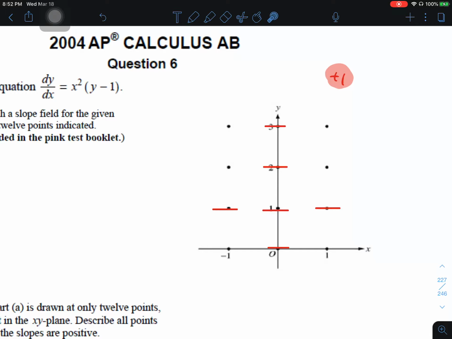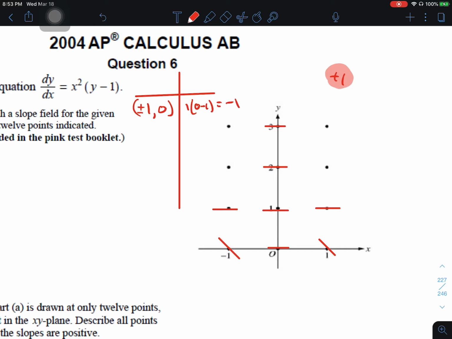Well, this is nice, this x is squared. That means if x is positive or negative, it's going to be the same value. So let's say x is positive or negative 1. And let's say we had a y value of 0. That's going to give us 1 times 0 minus 1. That's going to be negative 1. So we're going to have a slope of negative 1 at negative 1, 0, and at positive 1, 0.